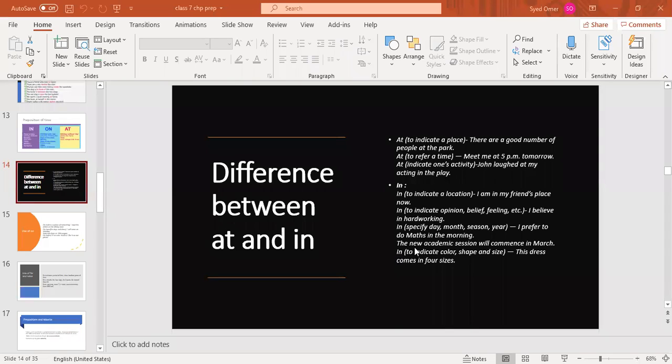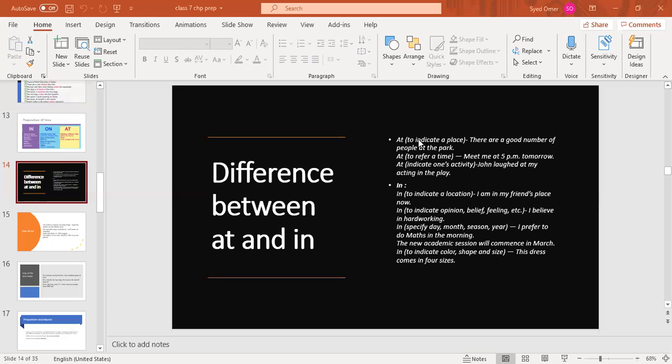The new academic session will commence in March. With months we put in, with days we put on. Okay. This dress comes in 4 sizes. So it indicates color, shapes, and sizes. This is just to help you, so that when you are going to fill in the blanks and do the exercises, you should know the main differences between at and in, when they are used as a preposition of place, and when we are using them as a preposition of time.